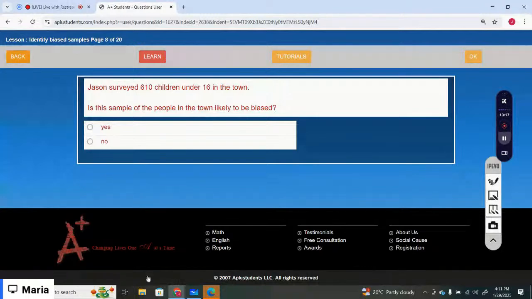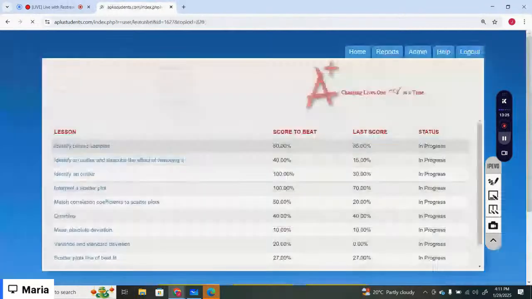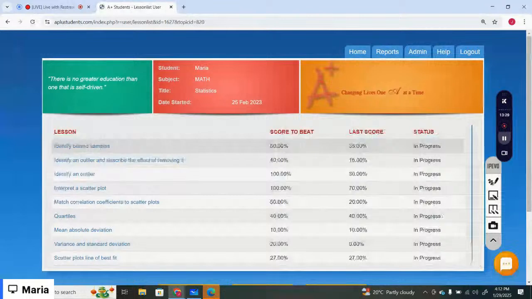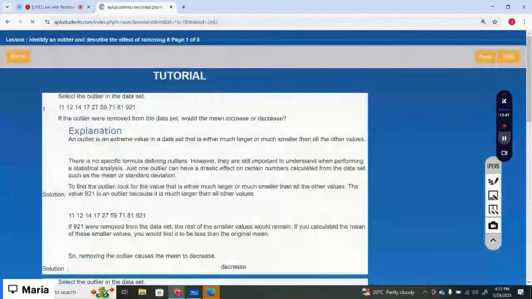Okay, you can complete the lesson by yourself later today. Let's move on to the next lesson. The next lesson is identify an outlier and describe the effect of removing it.